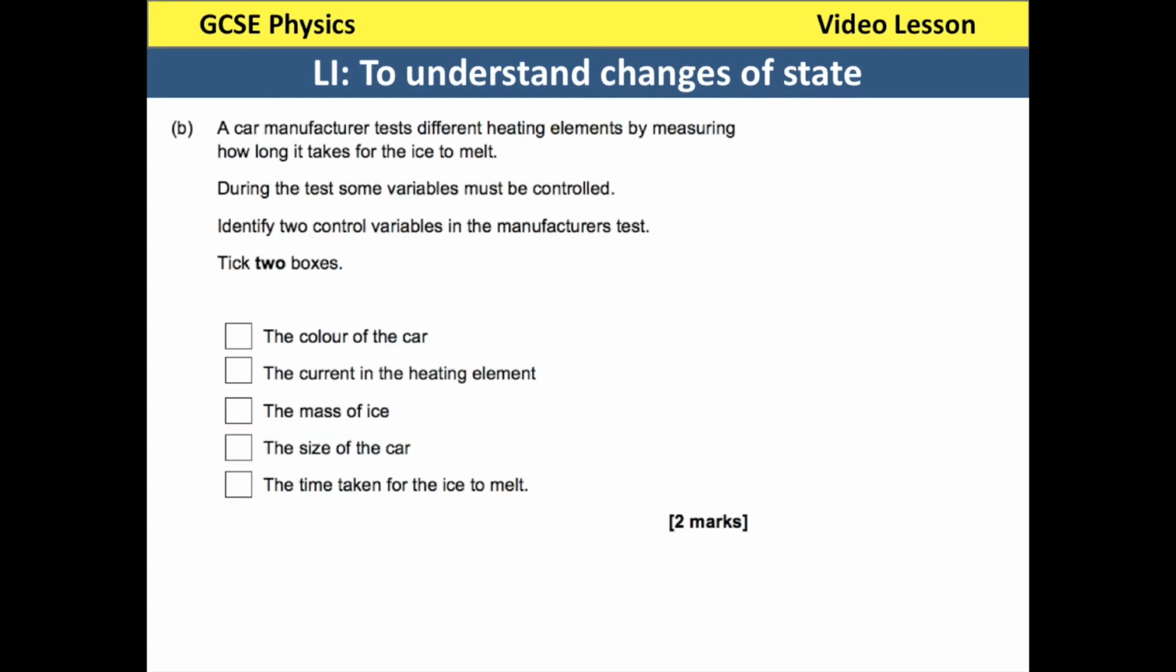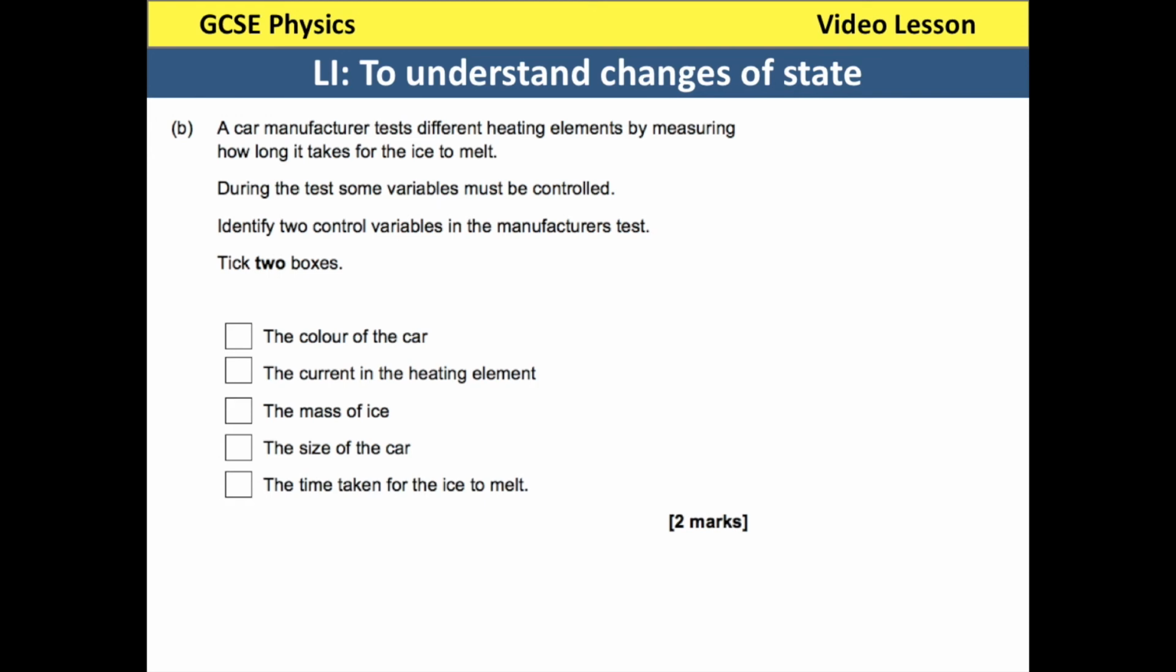Part B. A car manufacturer tests different heating elements by measuring how long it takes for the ice to melt. During the test, some variables must be controlled. Identify 2 control variables in the manufacturer's test. Tick 2 boxes.